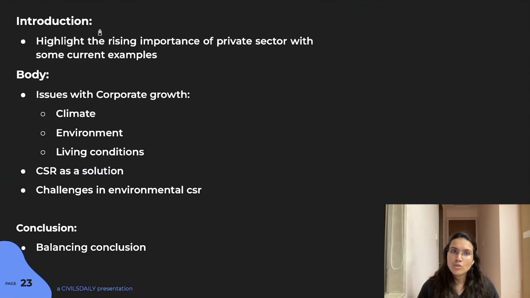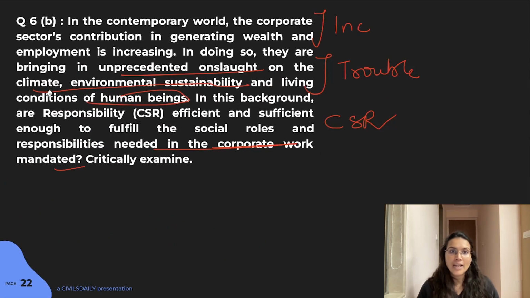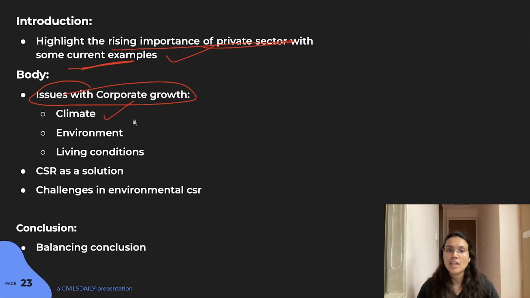So again, in the introduction, tackle the rising importance of private sector with some current examples. You can talk about various MNCs here, or Tatas, Google, Facebook, these kind of things. Then in the body, talk about the issues that these corporate bodies are causing. So you can highlight the three major elements that were divided in the question here: climate, environmental sustainability, and living conditions of the human. So divide into the same headings.